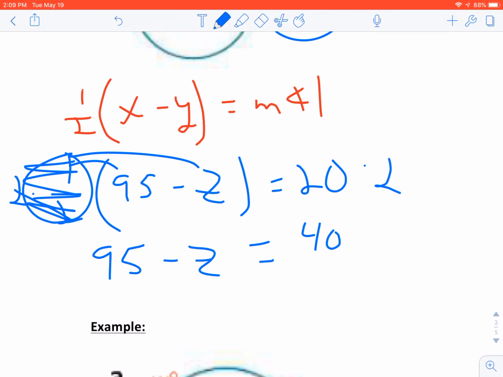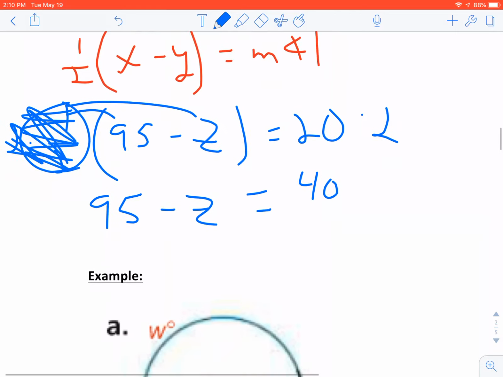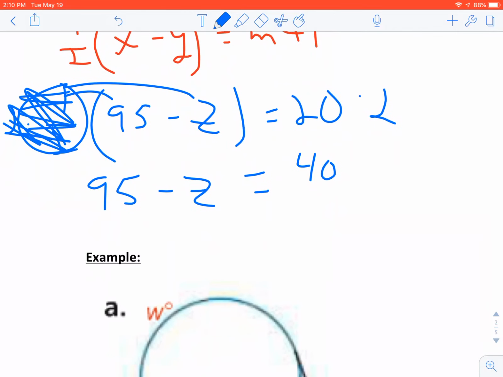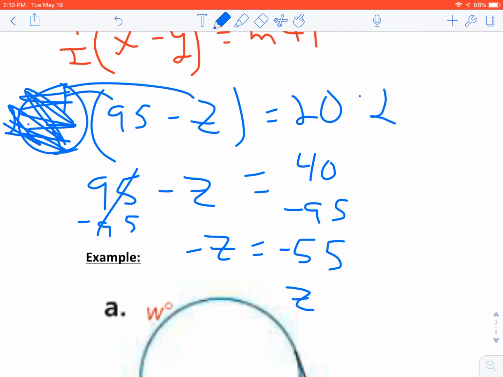When you multiply 2 by half, it cancels. When you multiply 2 by 20, you get 40. So now you have 95 minus z is equal to 40. Minus your 95 from both sides. You have negative z is equal to negative 55, which means z is equal to 55 degrees. Okay?